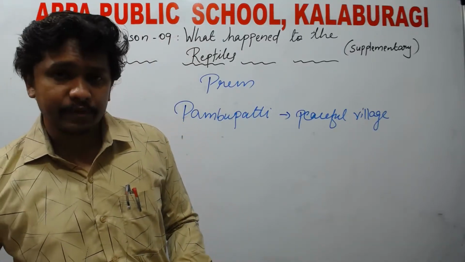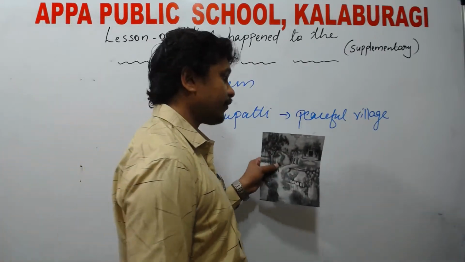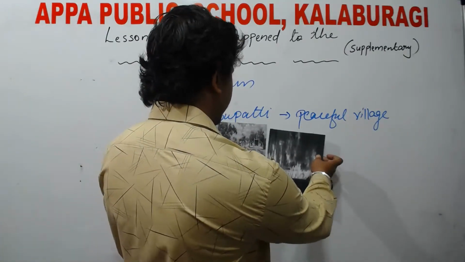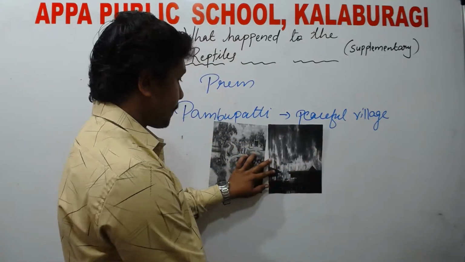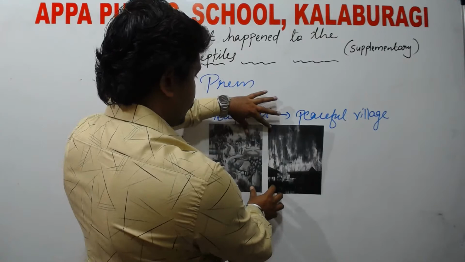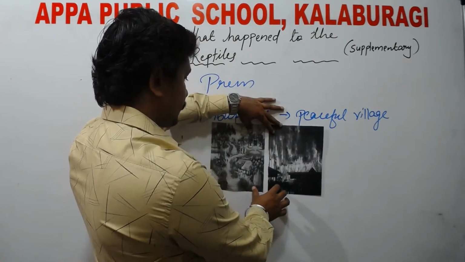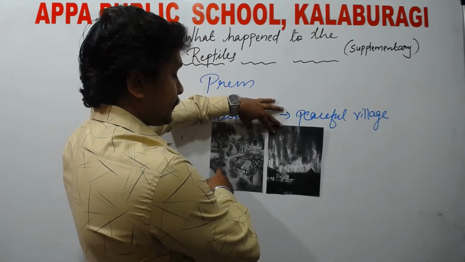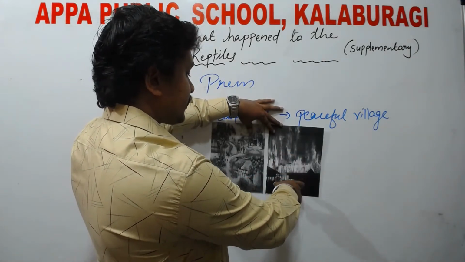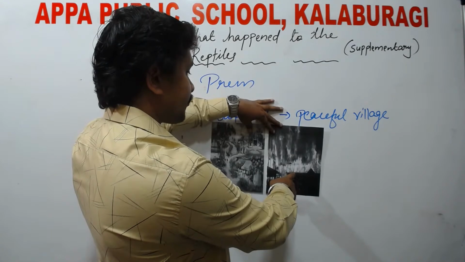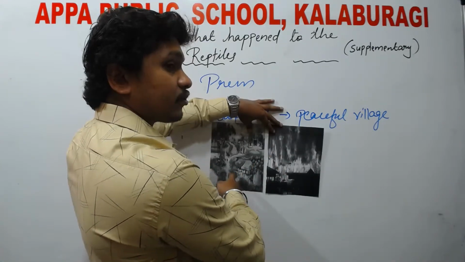I have shown you a picture of the peaceful village. Now you compare these both pictures. What do you find here? This is the peaceful village, and here it is full of violence. The fires are there, so there is no peaceful atmosphere here. But the peaceful atmosphere is here.